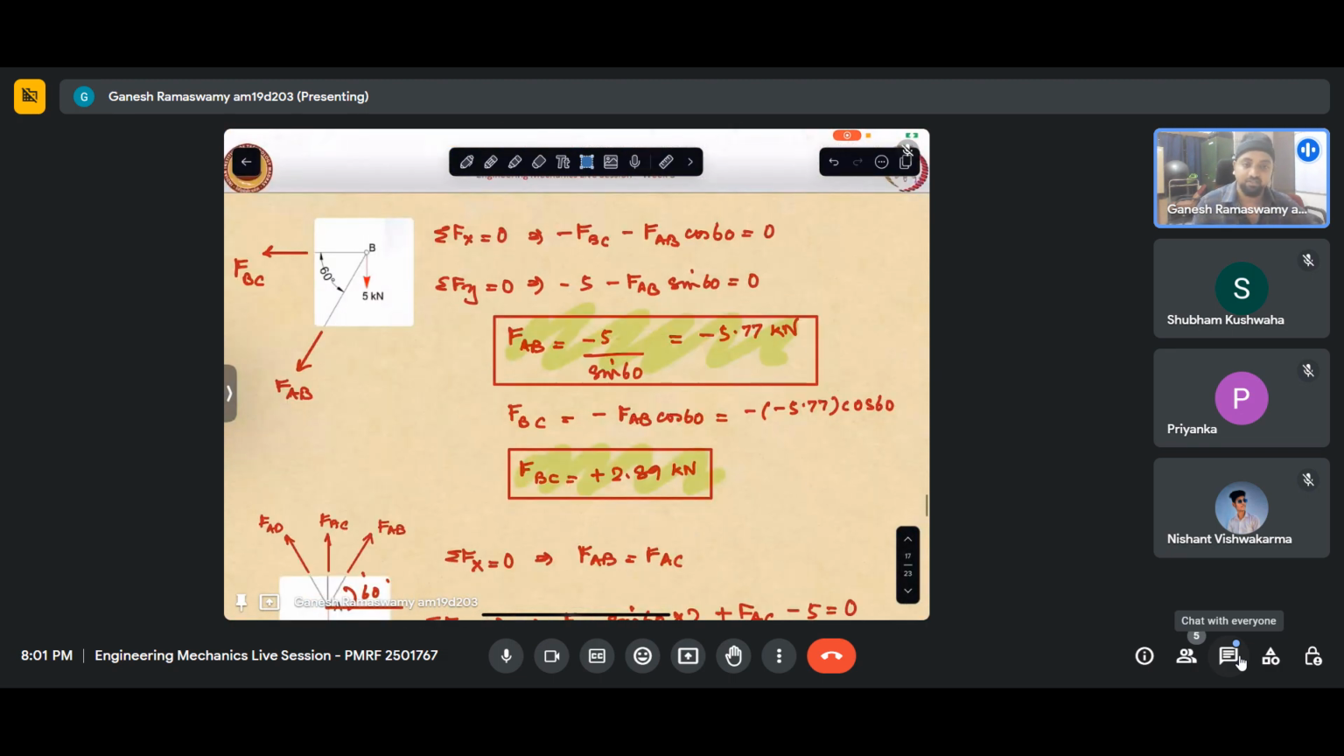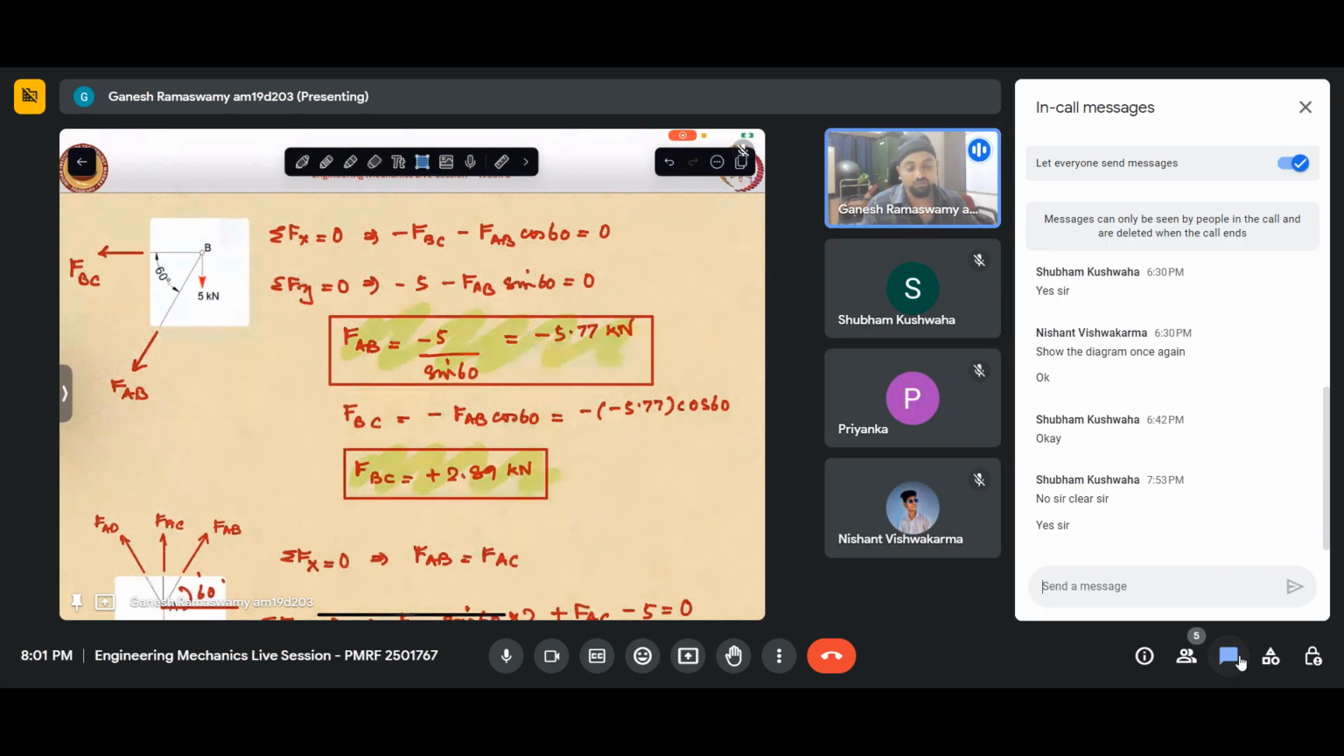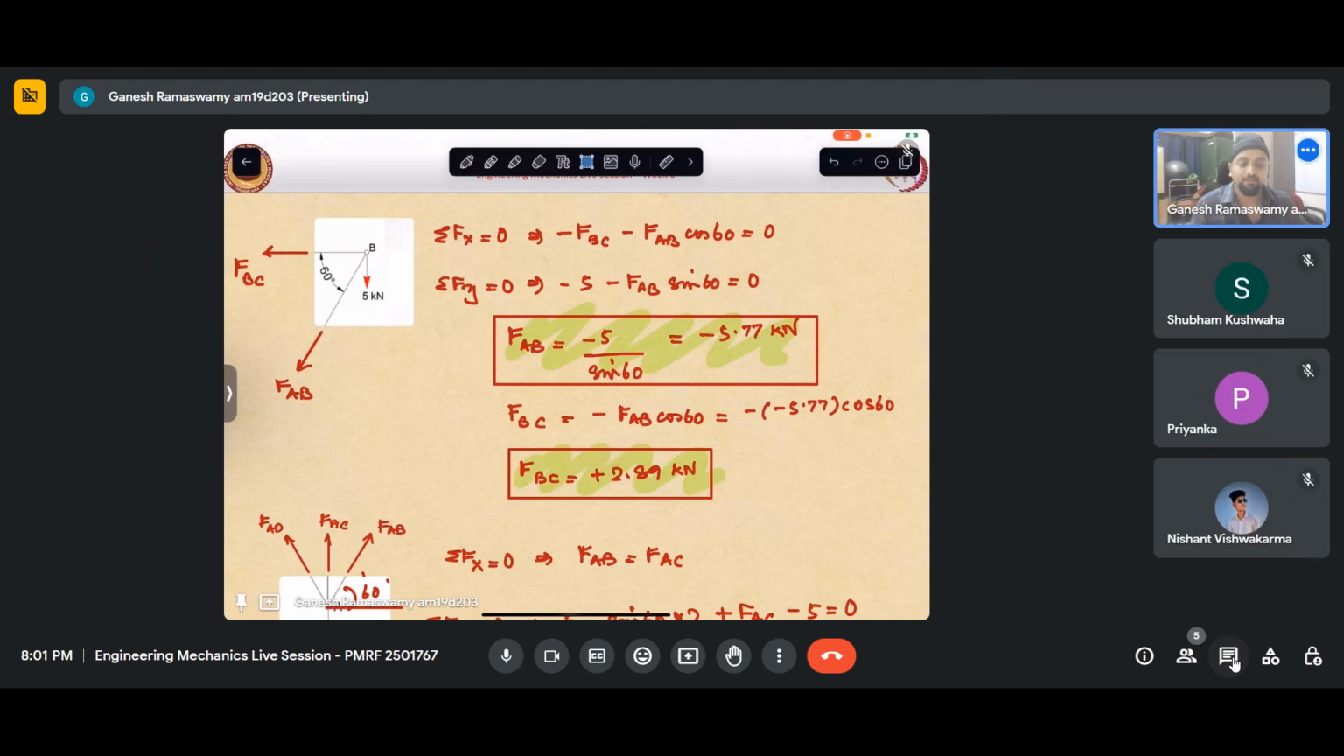Next week, we'll look at beams which carry transverse load and we'll look at how to draw shear force and bending moment diagrams. So till then, if you have any questions now, you can raise it now or you can ask in the forum. Other than that, I have nothing more to say today.